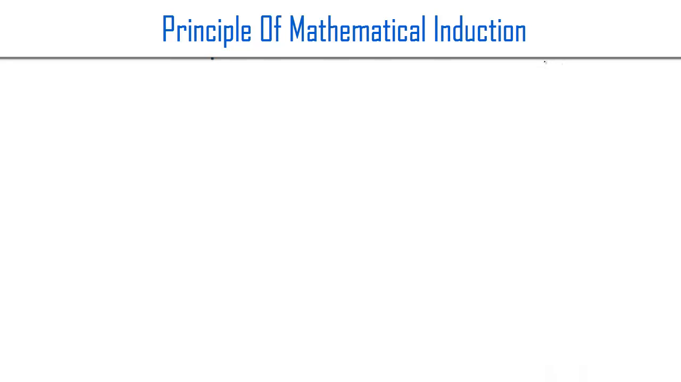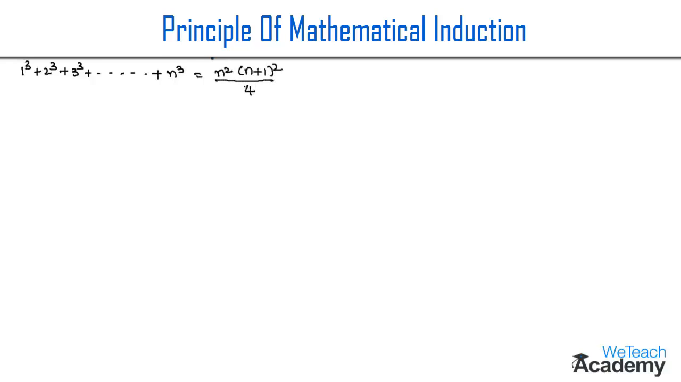So the sum of the cubes of natural numbers, 1 cube plus 2 cube plus 3 cube plus so on plus n cube, is given by n square into (n plus 1) whole square divided by 4. So let us prove this formula with the help of the principle of mathematical induction. So first let us consider it as P of n and name it as equation 1.